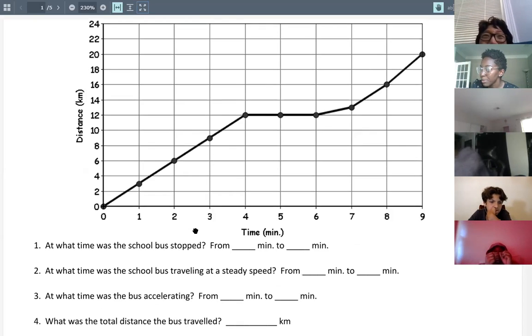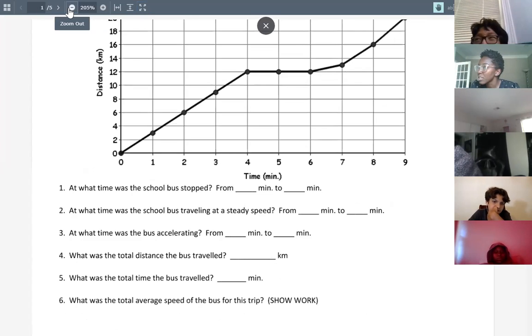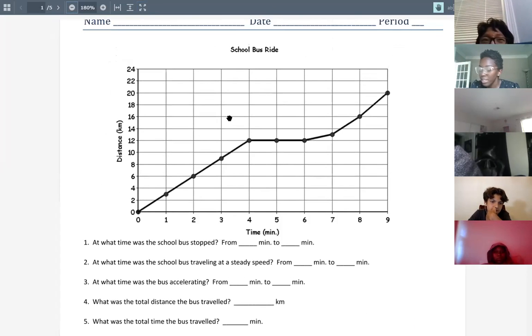We're going to skip number 3 for now. I'm going to minimize this just a little bit. Still pretty big, hopefully you can see it.